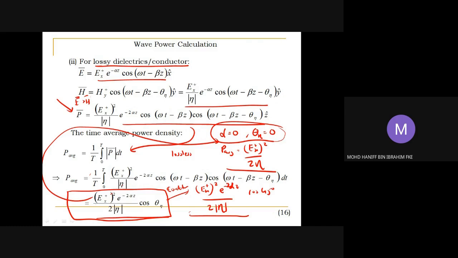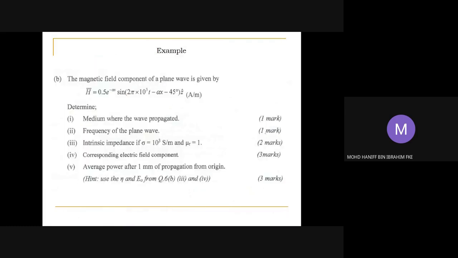Okay, so those are the equations that will be very important, particularly for calculating the average power of the wave propagating in different types of medium. Right, so let's have a look at this example, which will be the final example of this lecture 25.